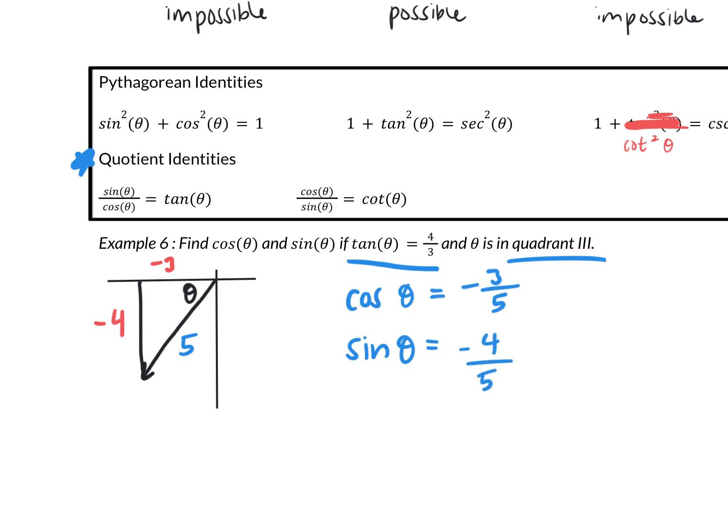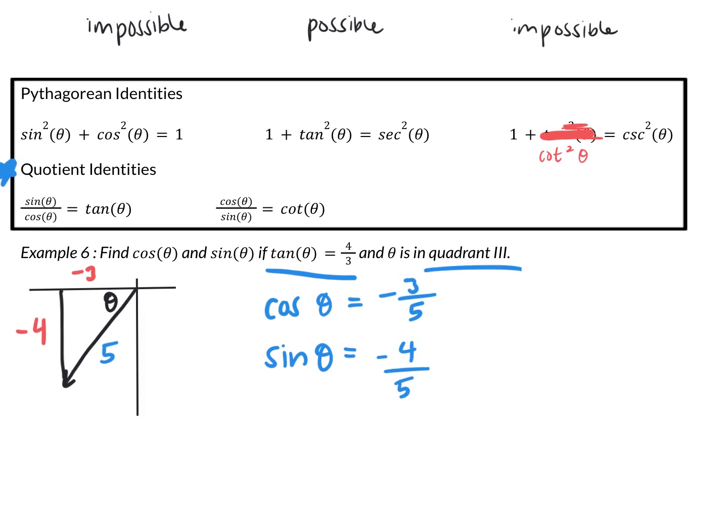Now, why was my hypotenuse positive instead of negative? Because it's not a coordinate and I'm squaring it, right? If I do negative 4 squared plus negative 3 squared and then take the square root of that, I'm going to get a positive answer. Okay, so good thing there.